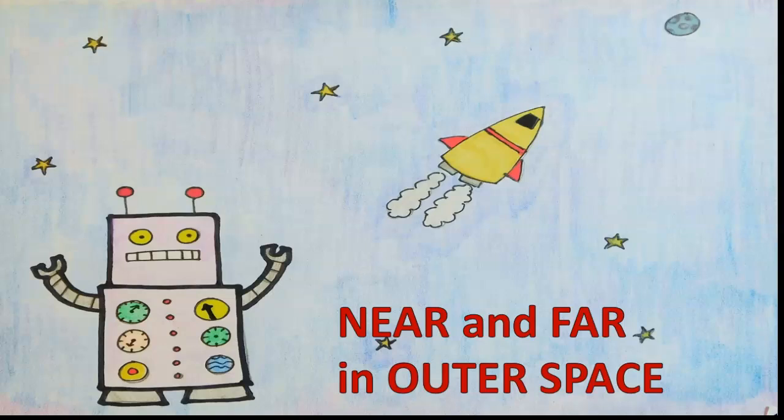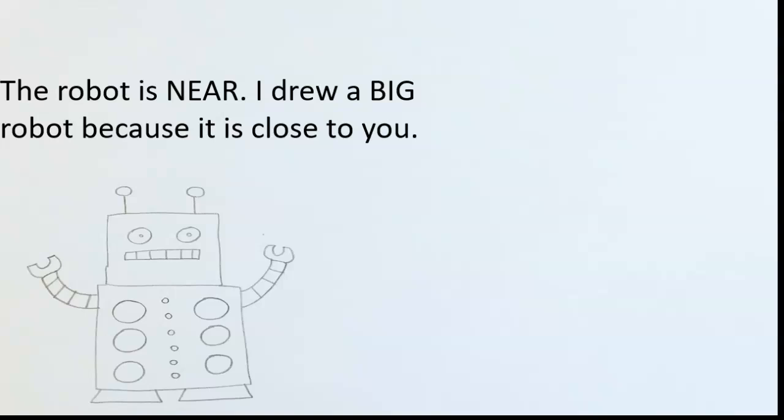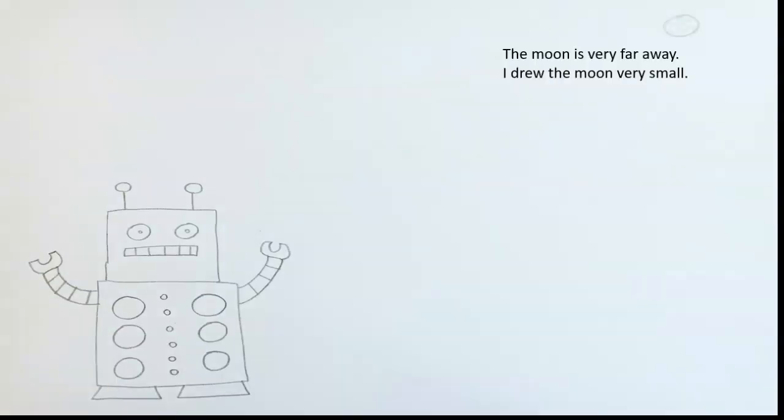Now let's make a drawing of near and far in outer space. This robot is near to us. I drew a big robot because he's close up. Oh, look at the moon. Now, in real life, is the moon a small thing or a big thing? Well, of course, in real life, the moon is a big thing. But in this drawing, the moon is far away, so we made the moon very small.